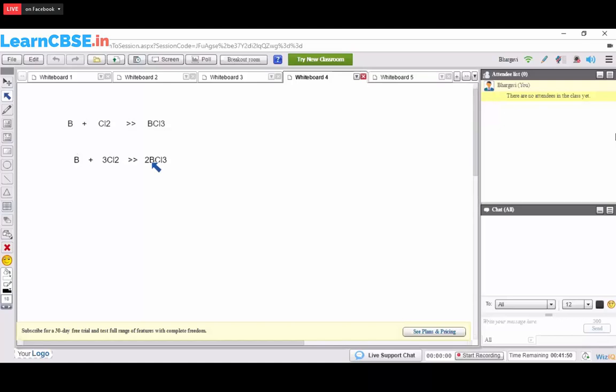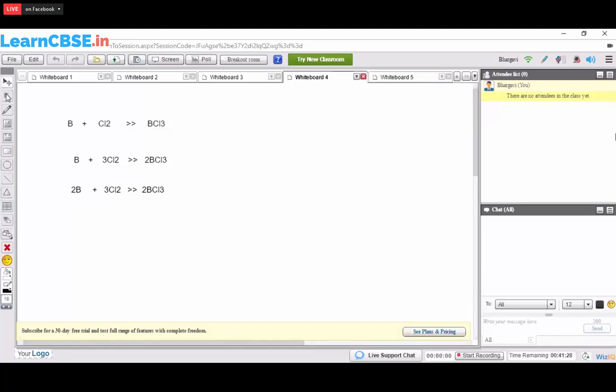Then the next one is boron. Here it is 2 boron and here it is only 1 boron. So we have to write 2 in front of the boron. 2B plus 3Cl2 gives 2BCl3.